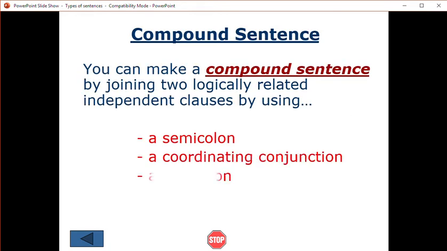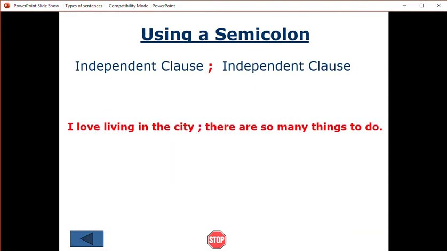You can also use a semicolon or a transition. Let's look at this. Semicolons, just remember this, are used to link similar sentences, things that go together. I love living in the city. There are so many things to do. The semicolon here functions just like a period. Keep that in mind. It functions just like a period, just like a comma conjunction does.